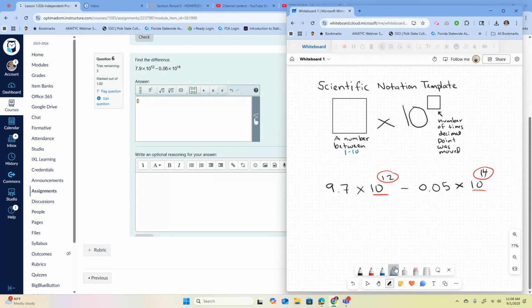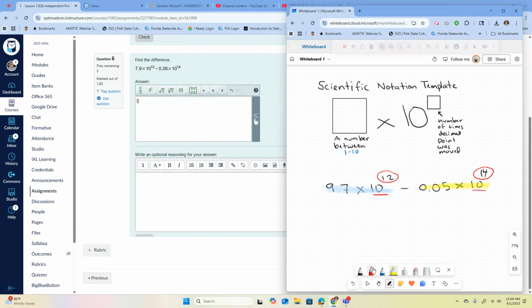Do I fix the number in scientific notation in blue, or do I fix the one in yellow? Okay, so which one will you fix? In this case, I'm going to fix the one in yellow, because if I want to make the 14 into a 12, it's going to be much easier to move the decimal point to the right than to the left, because I would get a really small number. I don't want to get a really small number. I usually want to get a number between 1 and 10. I want to avoid decimals as much as possible, really small decimals.